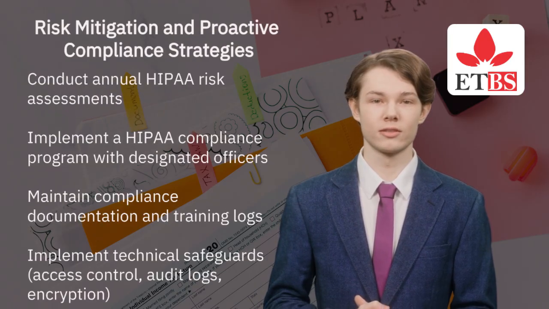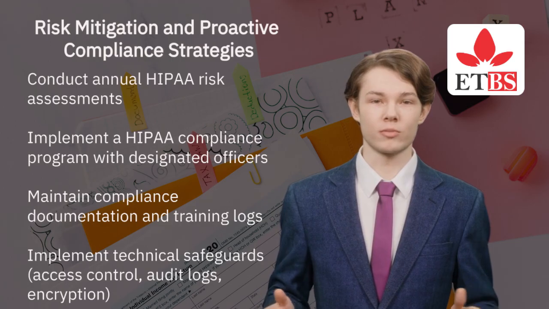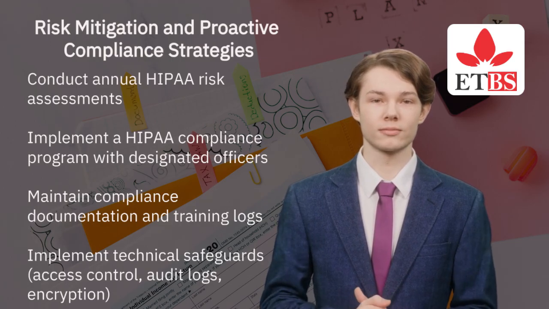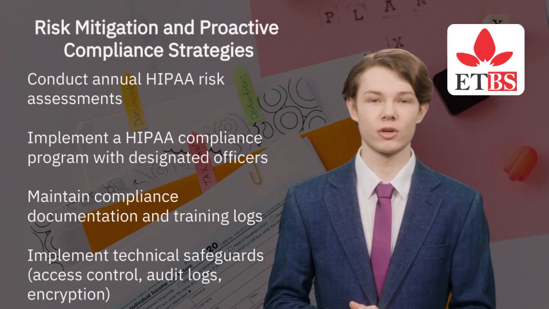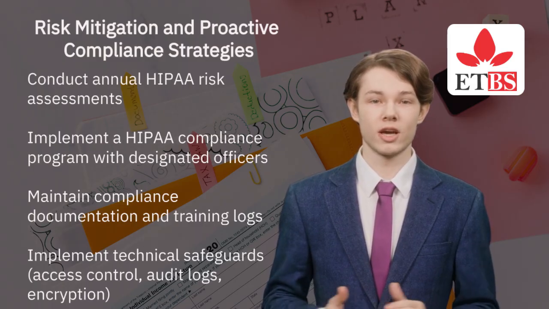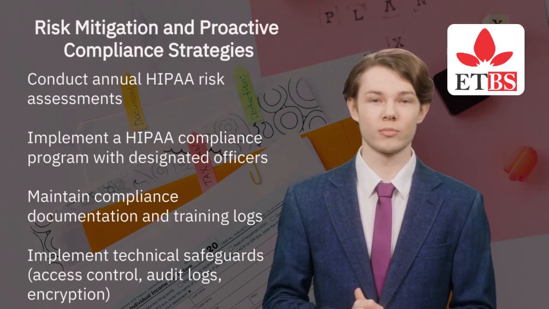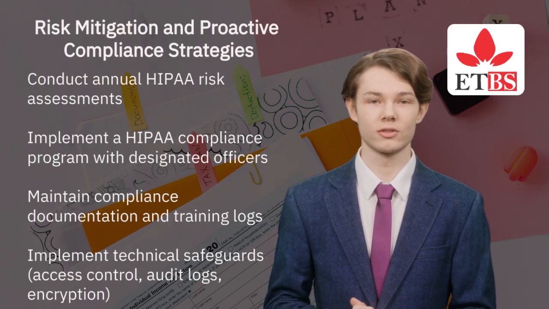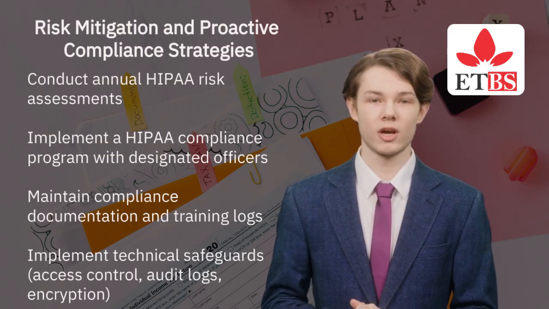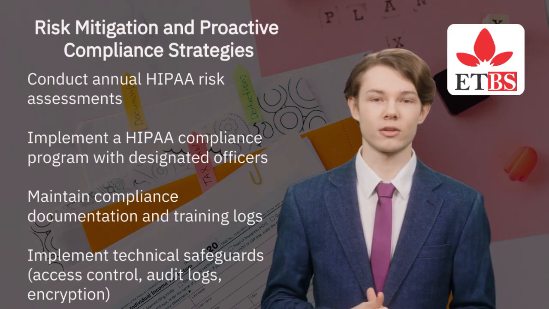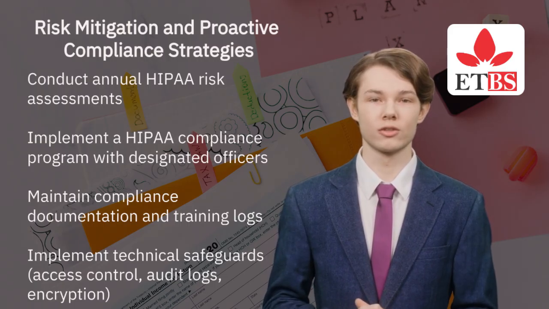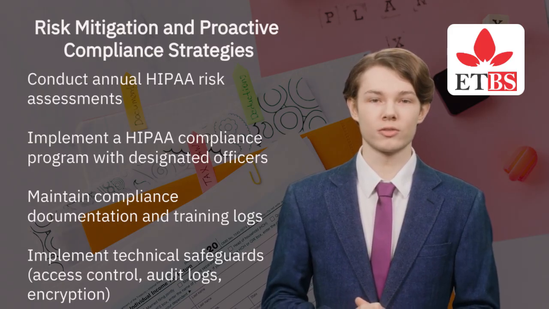7. Risk, mitigation, and proactive compliance strategies. To avoid HIPAA violations and penalties, healthcare organizations should conduct annual HIPAA risk assessments, implement a HIPAA compliance program with designated officers, maintain compliance documentation and training logs, implement technical safeguards such as access control, audit logs, and encryption, and enforce incident response and breach reporting policies.